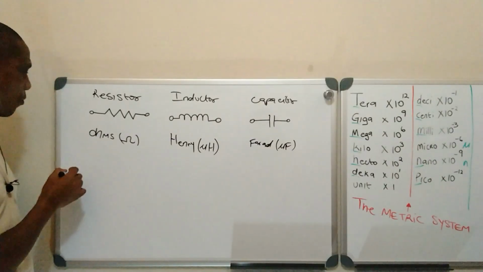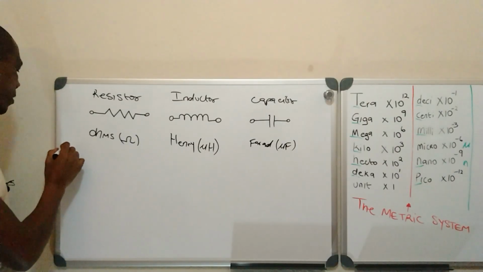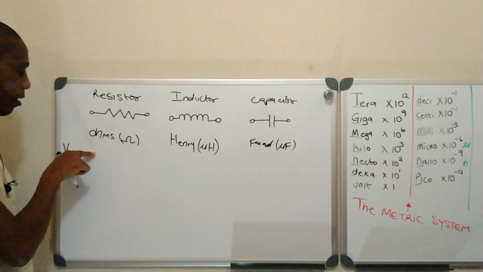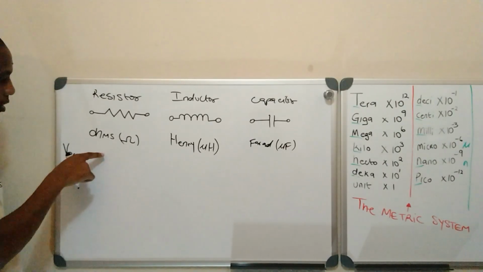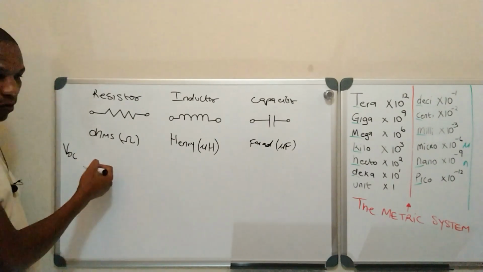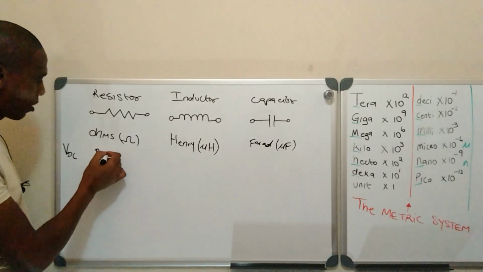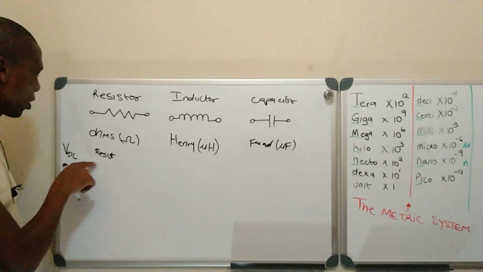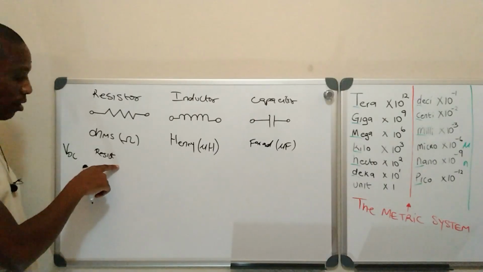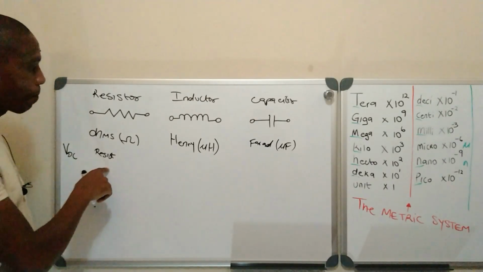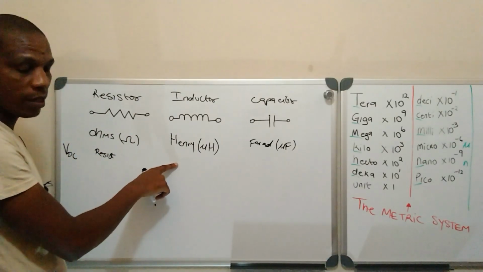Now, if we supply each of these components with a direct current voltage, VDC, what will the resistor do to the current or the voltage? The resistor only resists the flow of current, but it doesn't change the state of current. It doesn't have a problem whether it's direct current or alternating current. If we supply direct current here, what does the inductor do?